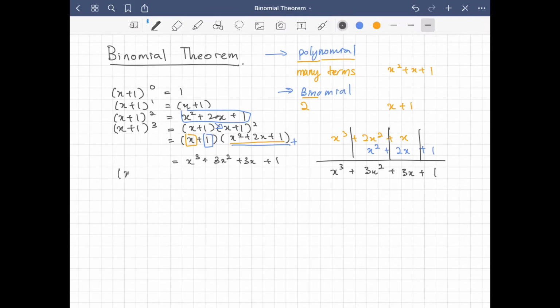Then how about x plus 1 to the power of 4? The steps of doing x plus 1 to the power of 4 are almost the same as doing x plus 1 to the power of 3, but just getting longer. So here we take x plus 1 multiplied by x plus 1 to the power of 3, and so on.